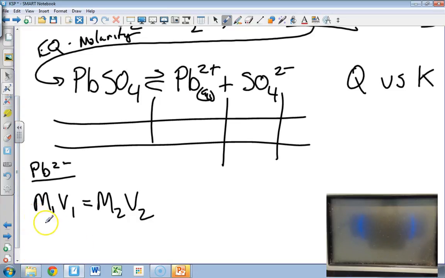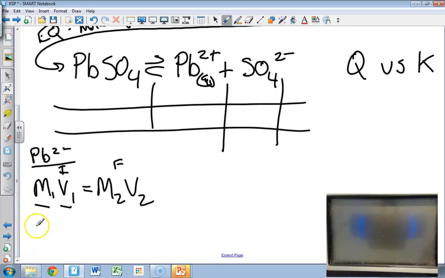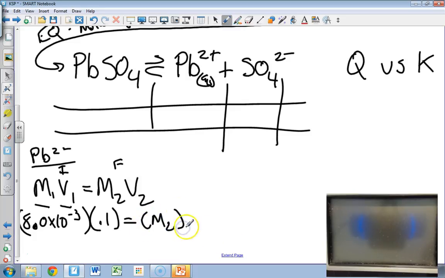So this is the formula that we use. Molarity times the volume, at the beginning, initially, is equal to the new molarity times the final volume. Well, what is the old molarity? The old molarity is 8.0 times 10 to the minus 3, and the old volume is 0.1, and that equals whatever the new diluted molarity is going to be times the volume. And the new volume is 0.1 liter plus 0.4 liters, which equals 0.5.